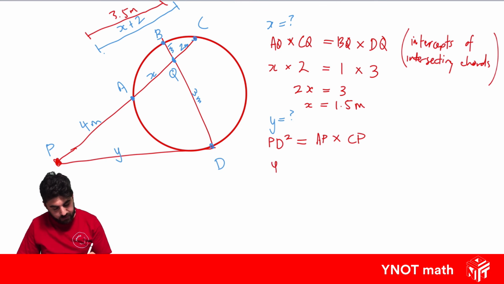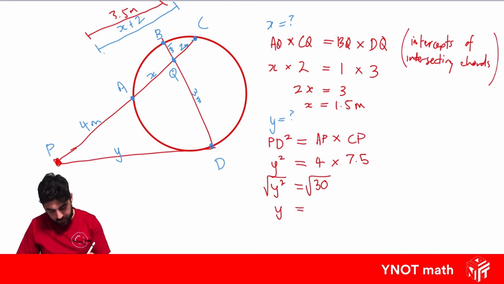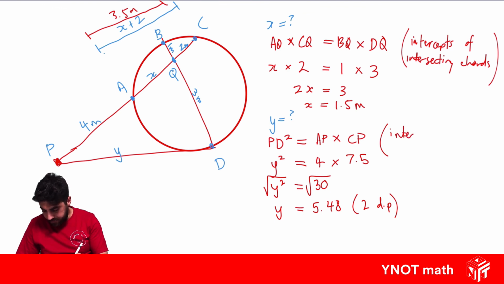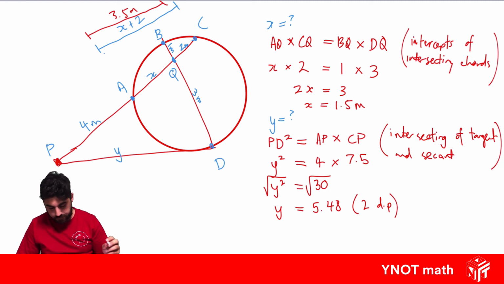So where we get our tangent to the external point squared is going to be the bit extending out, AP, multiplied by the whole length of the secant, CP. Let's put in everything we know. So PD is just y, so it's going to be y squared equals AP, which is 4, multiplied by CP, which is going to be the whole length CP. So we've got the 3.5 plus 4 to give us 7.5. So we're going to get y squared, 4 times 7.5 is 30. So now we can square root both sides, and square root of 30 is going to be 5.48 to 2 decimal places. And the reason for that was our tangent and secant theorem.